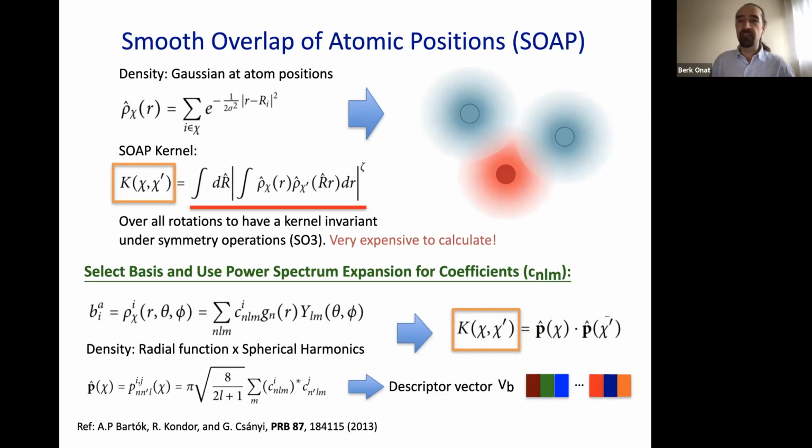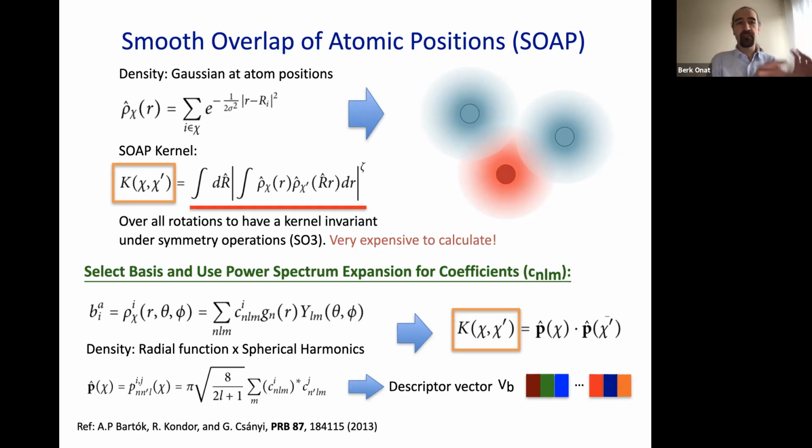So here I just summarize it. We represent this atomic neighborhood by putting Gaussians on atomic positions. So we define the rho(r) in terms of the Gaussian in the top equation and build a SOAP kernel. The SOAP kernel is basically the overlap of these densities.